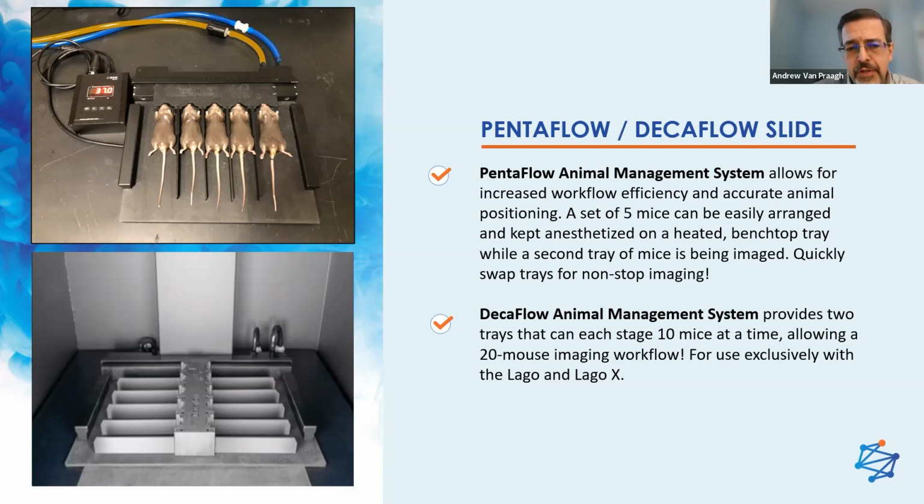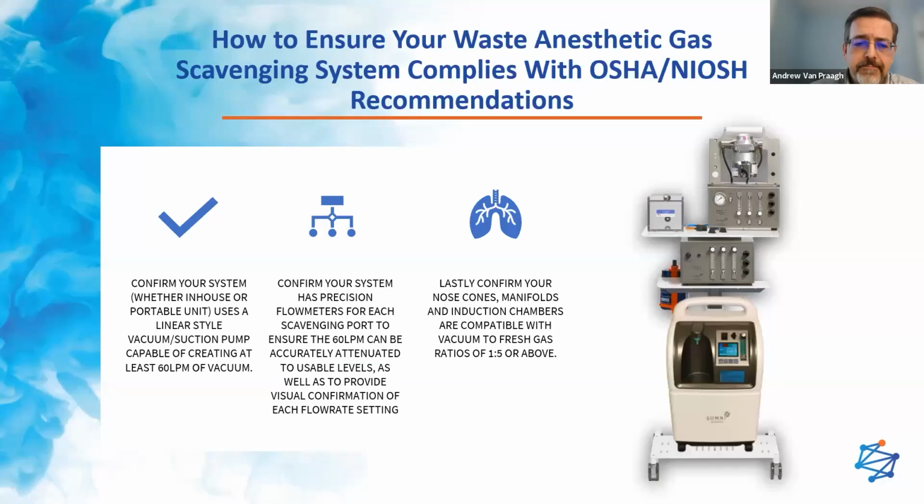And the thing that's nice about both of these systems is that you are given 2 manifold trays. All right, so 1 manifold tray can be used to image 5 mice while it's inside the imager in the case of the Pentaflow, or 10 mice in the case of the Decaflow, while you have another manifold tray that is outside on the lab bench being used by the investigator to prepare another 5 or 10 mice, depending on what system you have. So at best, you have a 20 mouse at a time workflow set up through the Decaflow, which is really state of the art. Back to you, Chase.